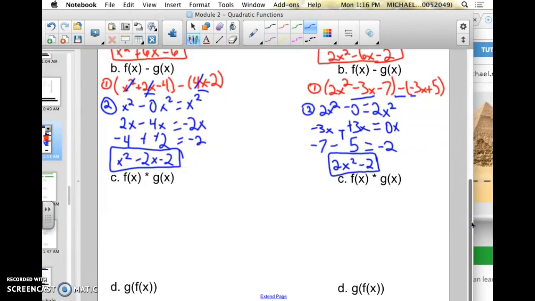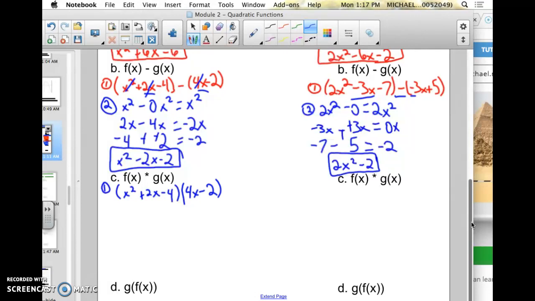Moving on to multiplication, 2 more. So multiplication becomes a little bit more in-depth, but still pretty straightforward. First step remains the same. I'm going to write out the functions. X squared plus 2x minus 4 is f of x. And I'm going to multiply it, so I can just write 2 parentheses next to each other by g of x, which is 4x minus 2.